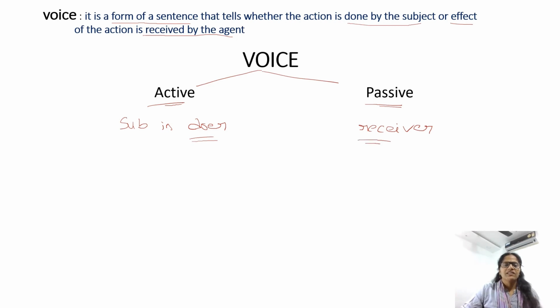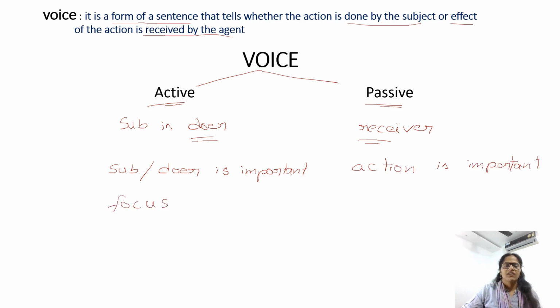In active voice, the subject is important. The doer, the one who does the work, is important. Whereas in passive voice, the action is important. In active voice, the focus is on the subject, whereas in passive voice, the focus is on the action.